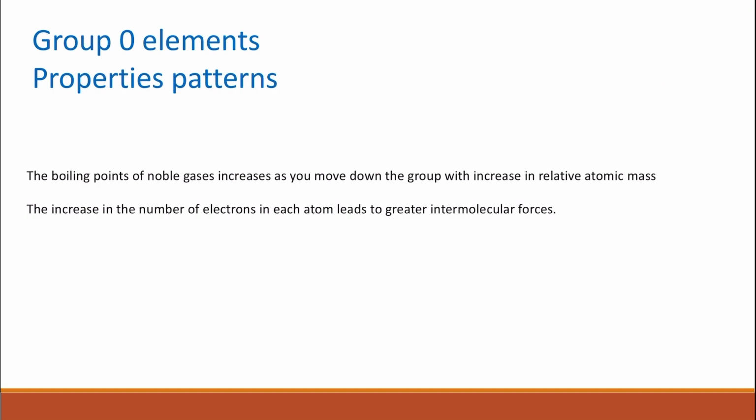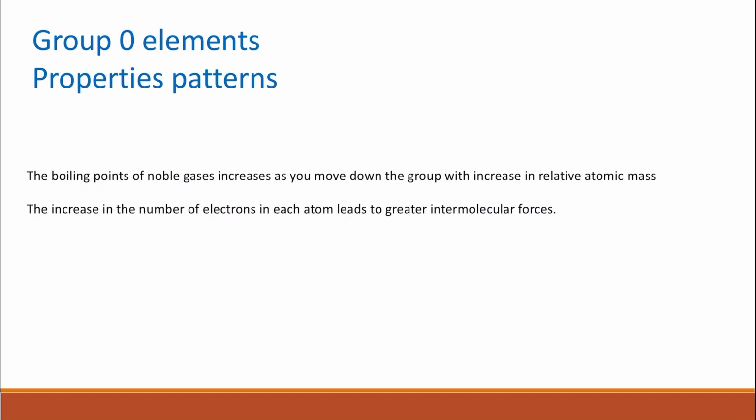Let's talk about the property patterns, because the properties have a certain pattern as we go down the group. The pattern here is in the physical properties of the different elements. They all have exactly the same chemical property: they are all non-reactive. But the physical property we are going to talk about is the boiling point. The boiling point of the noble gases increases as we go down the group.